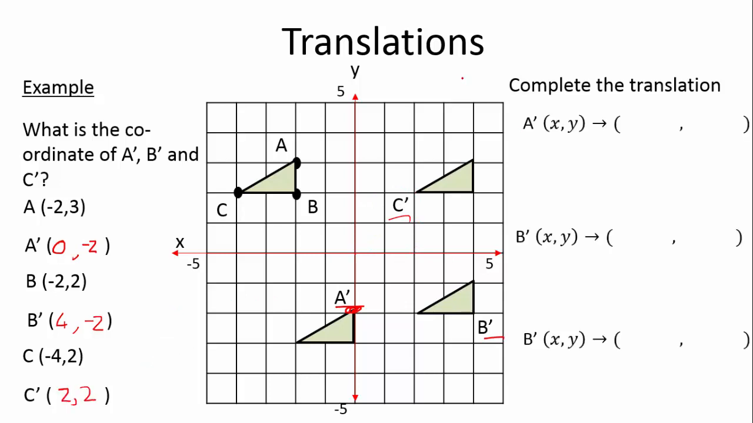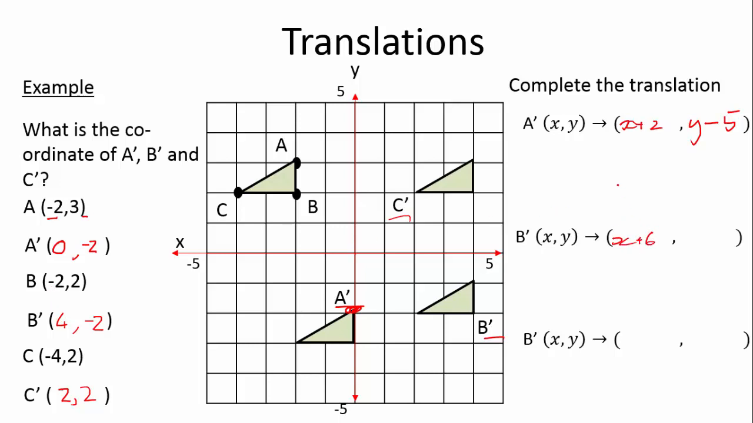Okay, let us complete the translation for the following. We know that A went from x, y, so it was -2 and 3. Then we went to, okay, so how do we get from -2 to 0? So -2 plus 2, so x plus 2, right? How do we get from 3 to -2? We went y minus 5. What about B? We went from -2 to 4. So -2 to 4, we go plus 6. So x, we plus 6.